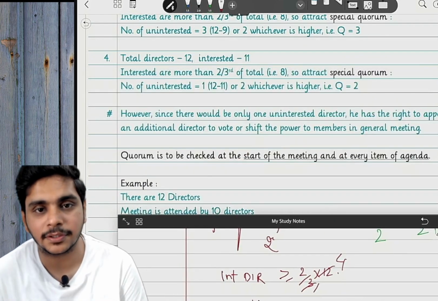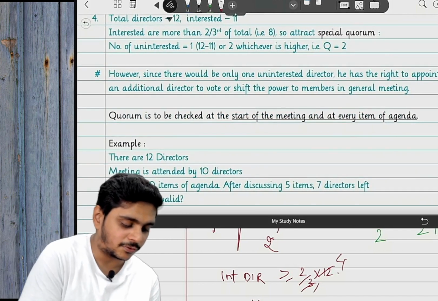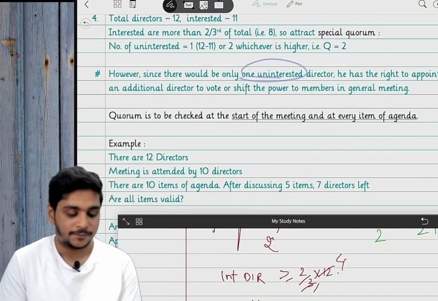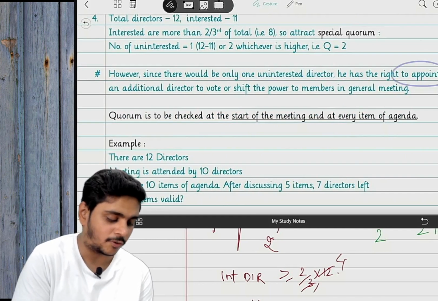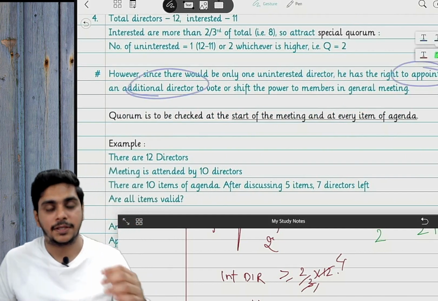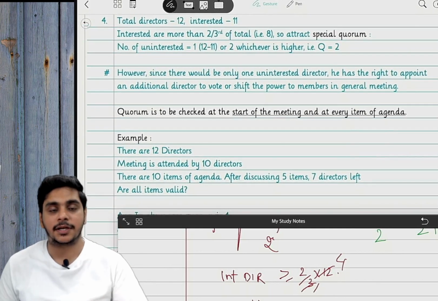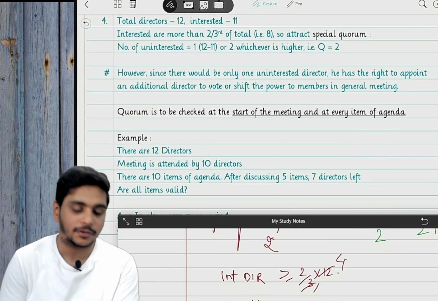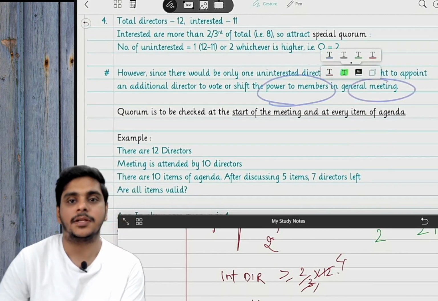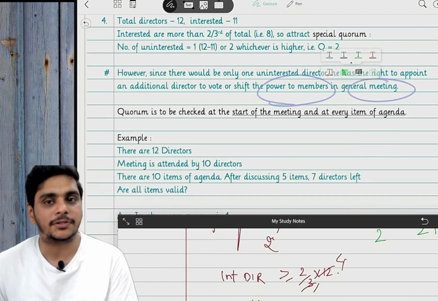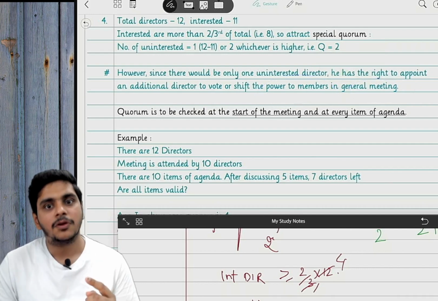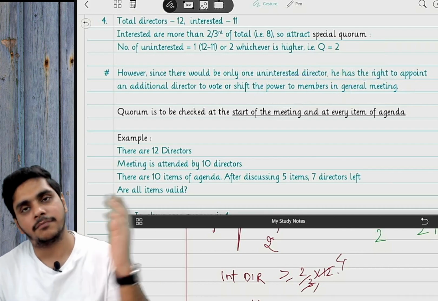Only one is uninterested. So since there would be only one uninterested director, he has a right to appoint one additional director, or shift the power to the members in general meeting. See, one uninterested director cannot do anything, so he has to appoint either one additional director or shift the power to the members in general meeting.